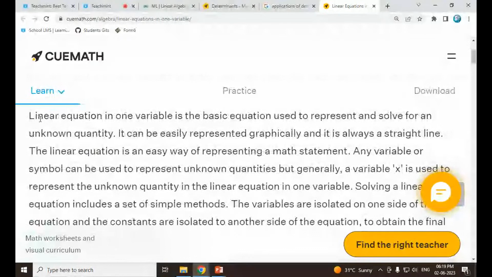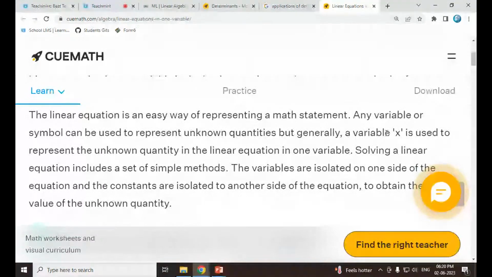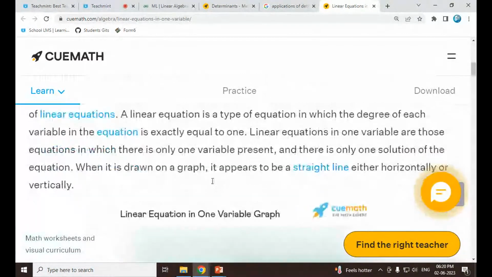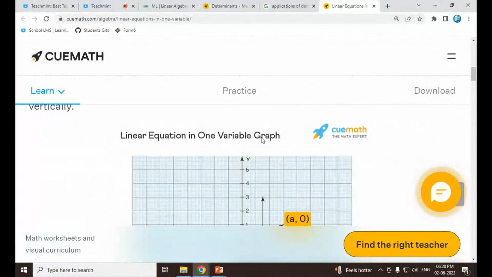A linear equation in one variable is a basic equation used to represent and solve for an unknown quantity, one unknown value. It can be represented graphically, and it's always a straight line, obviously because the other variable is absent; it goes in one axis only. The linear equation is an easy way of representing a math statement. Any variable or symbol can be used to represent unknown quantities, but generally the variable x is used to represent a linear equation in one variable.